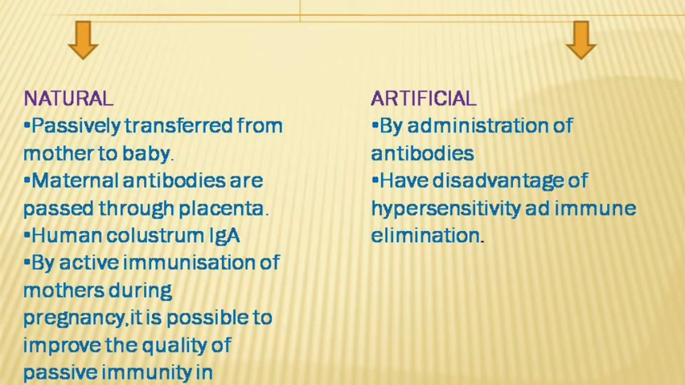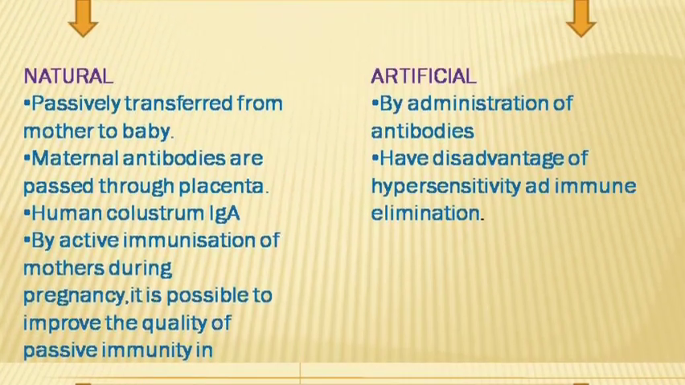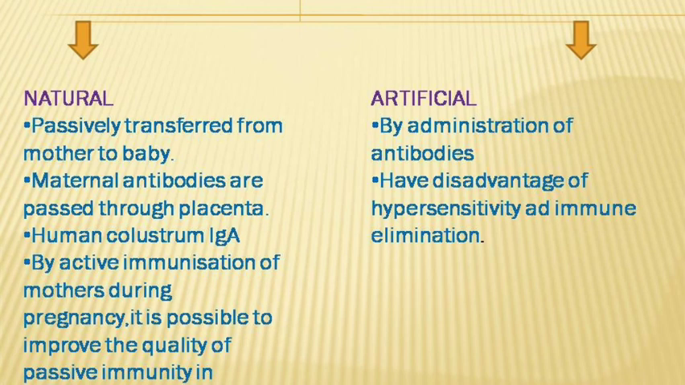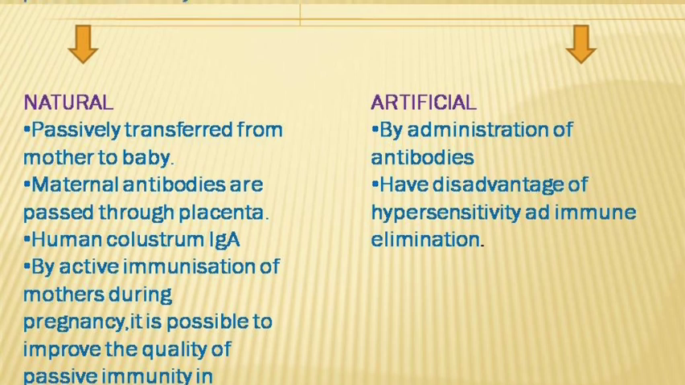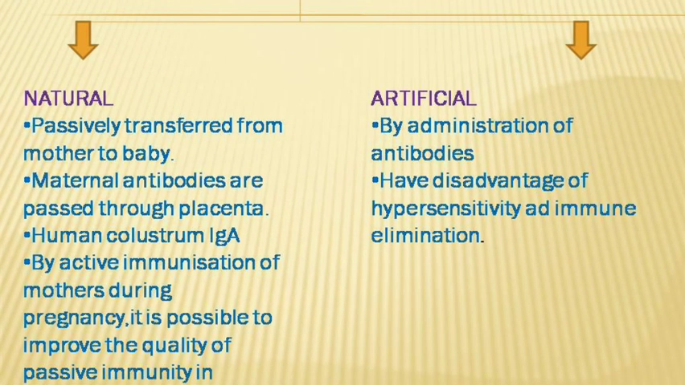It is again classified into two types, natural and artificial. Natural is passively transferred from mother to baby. Maternal antibodies are passed through the placenta, and human colostrum contains IgA, which is present in the breast milk. By active immunization of mothers during pregnancy, it is possible to improve the quality of passive immunity in the fetus. Next is the artificial. It is by administration of antibodies, but they have the disadvantage of hypersensitivity and immune elimination.